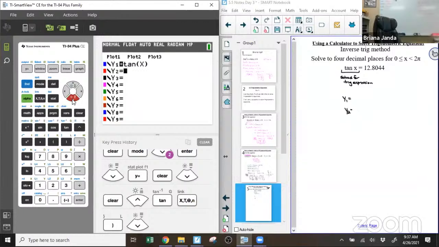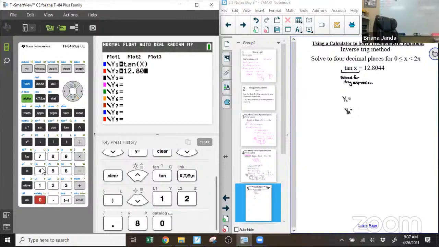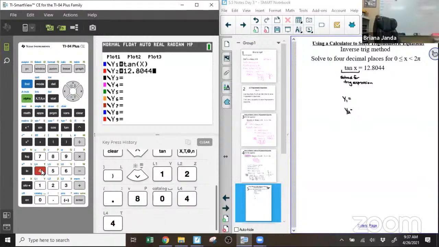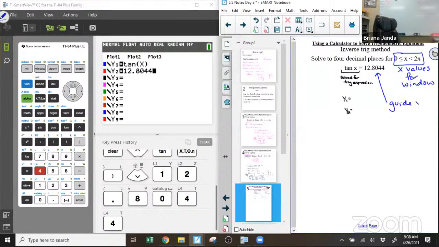Because what your graph will do when it graphs 12.8044 is a straight line up at 12.8044. So I'm going to need to be able to see that high on my graph. So as we go set our window, a couple notes. This will be how we set our X values for our window. This will guide the Y values for the window. Okay, so let me show you how I use those.